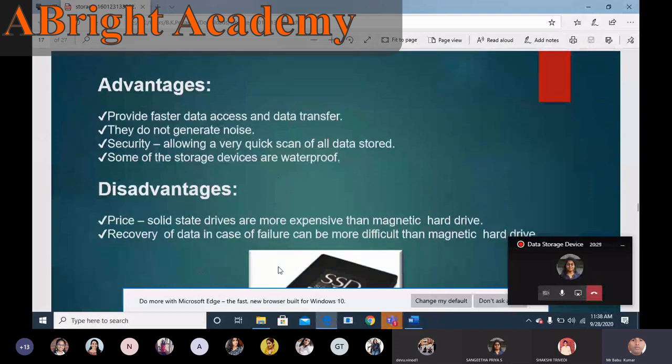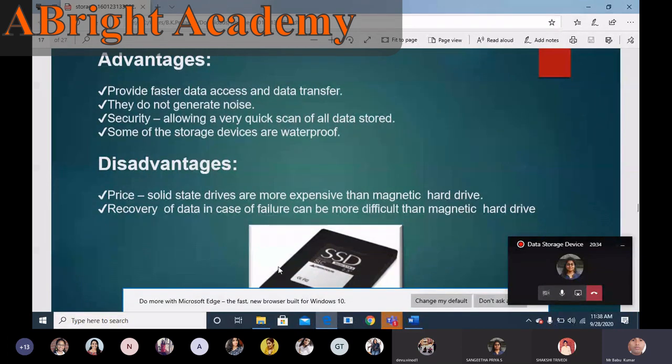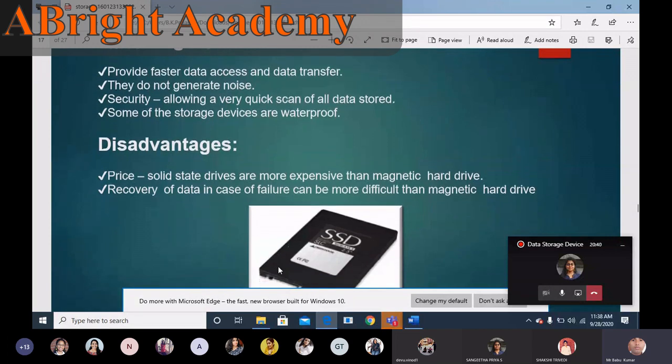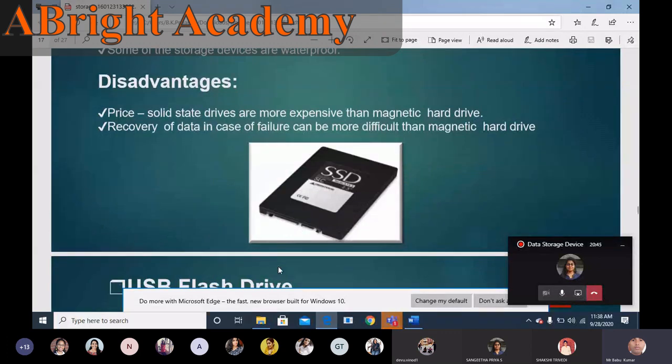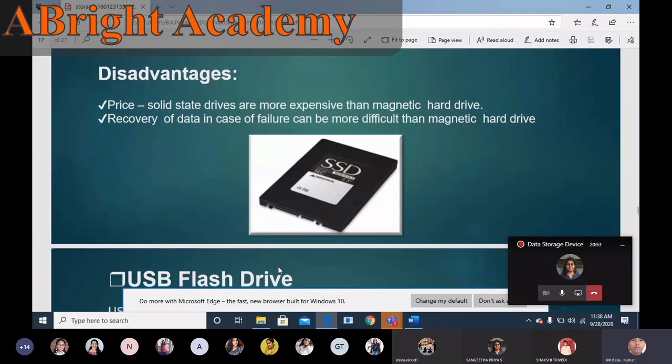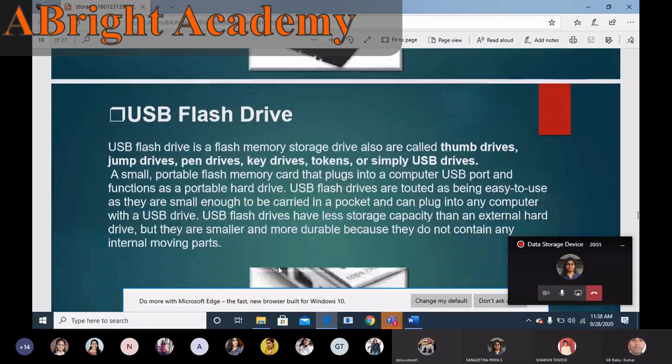Advantages: provide faster data access and data transfer. They do not generate noise. Security, allowing a very quick scan of all data storage. Some of the storage devices are waterproof. Disadvantage: price. Solid state drives are more expensive than magnetic hard drives. Recovery of data in case of failure can be more difficult than with a magnetic hard drive.